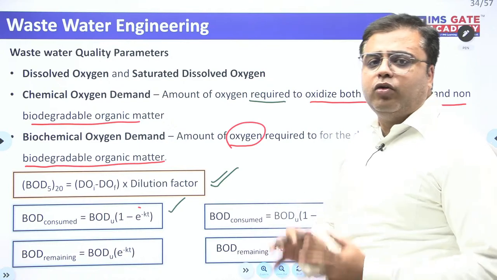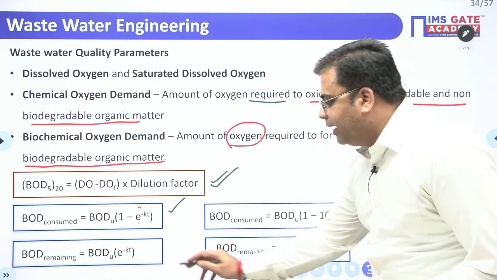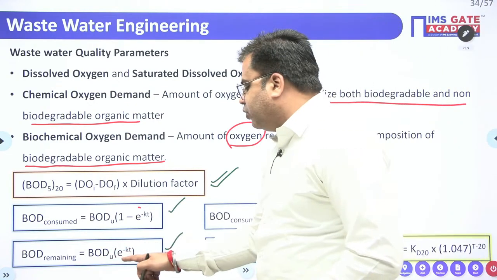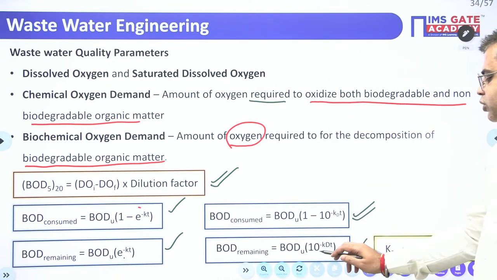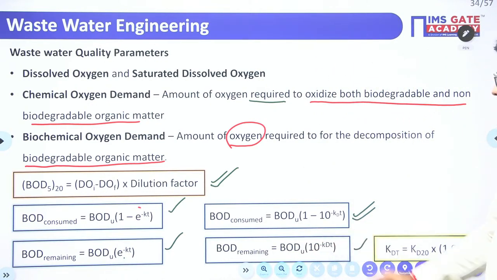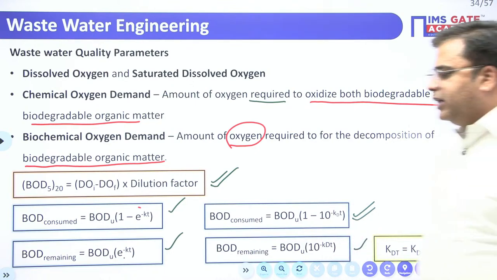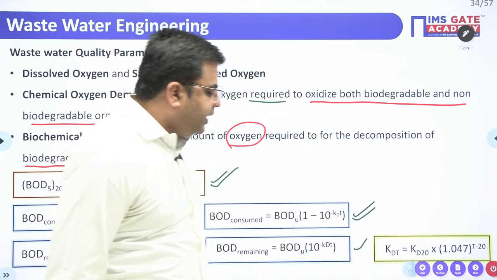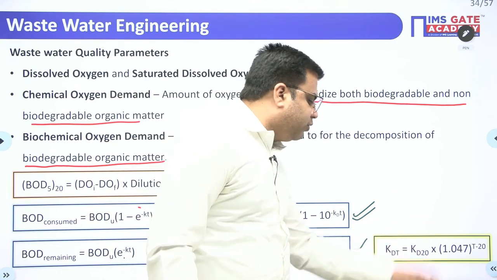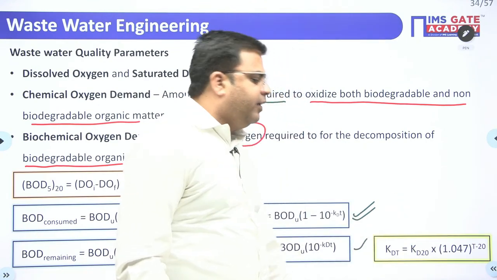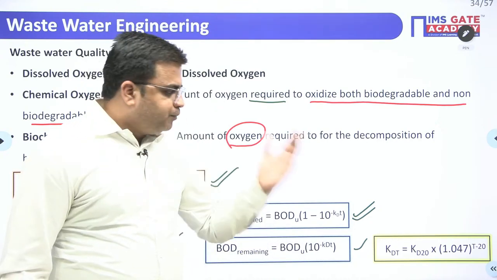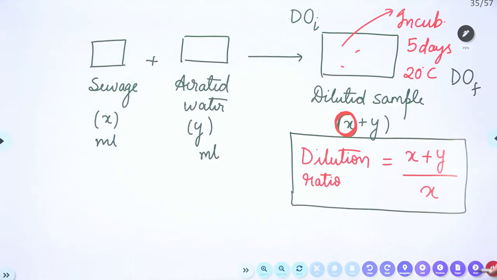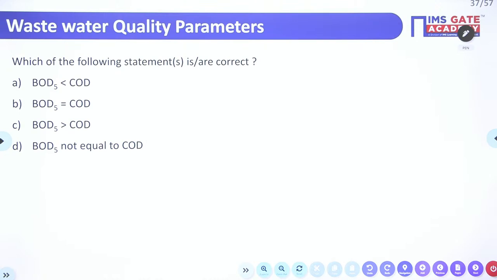That is the amount of BOD that has been removed from the system. The amount of BOD left in the system is the BOD remaining. BOD remaining is equal to BOD ultimate into e raised to the power minus kt. Similarly, to the base 10, BOD remaining is BOD ultimate into 10 raised to the power minus kd into t. And this kd also varies with temperature. The expression is kd at any temperature T is equal to kd at 20 degrees Celsius into 1.047 raised to the power T minus 20. These are the important expressions when we deal with BOD questions, and you can expect a sure short question on BOD in your GATE examination.